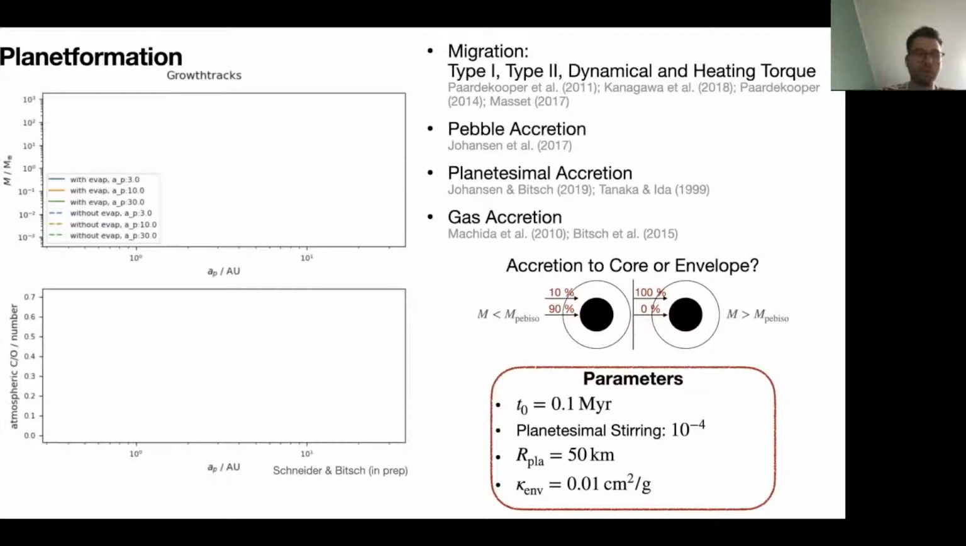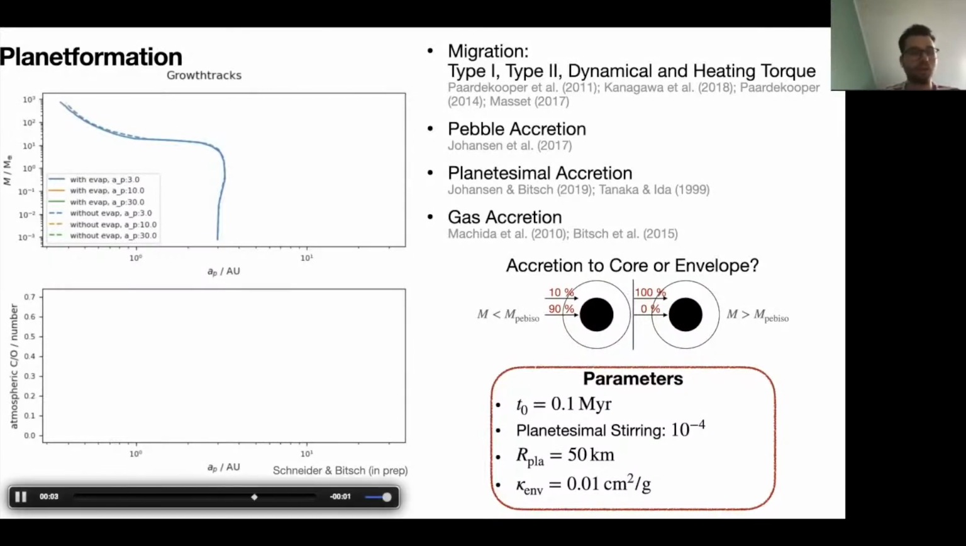So I now want to show you some growth tracks. These are basically the radius where the planet is located, and here you have the mass. And if I start with a 3 AU starting planet, it will get a hot Jupiter, and you don't really see a difference between planets that have evaporation turned on in the disk and disk without evaporation, which is the dashed line.